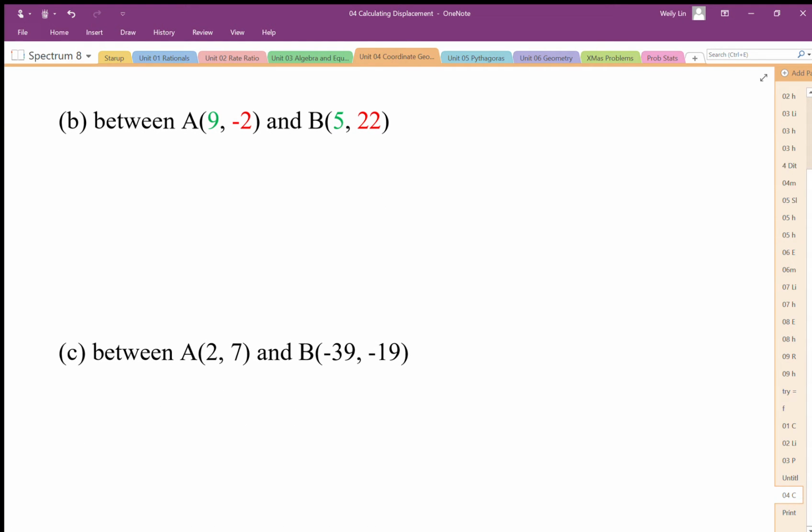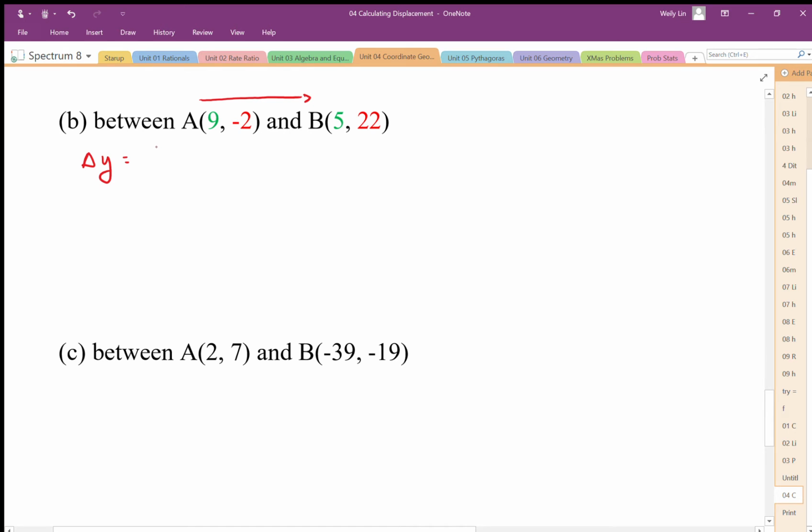So again, we want to figure out the displacement in 2D here. So what I'm going to do is separate the change in the y, or the change in the vertical, from the change in the horizontal. So we're going to go from A to B, although it doesn't matter if we go B to A. We can say going from A to B, our change is going to be this.